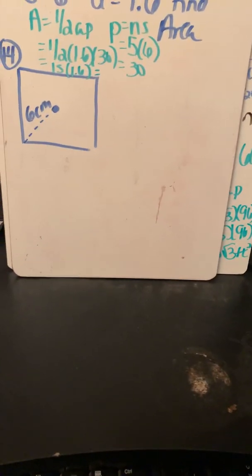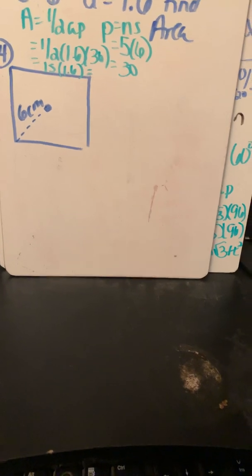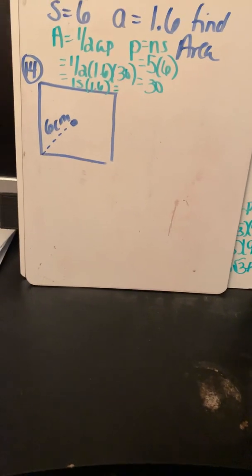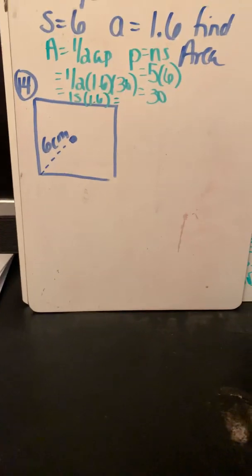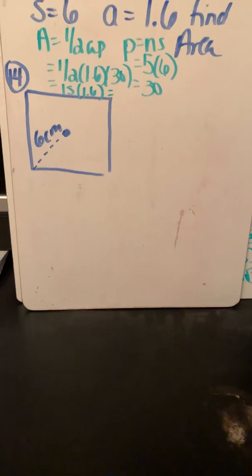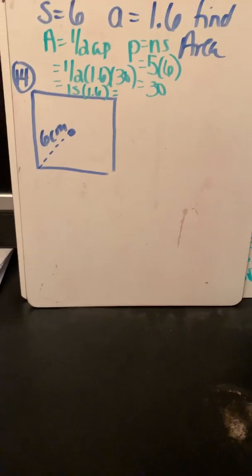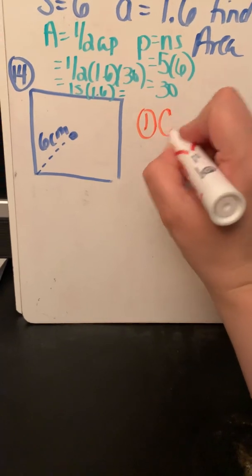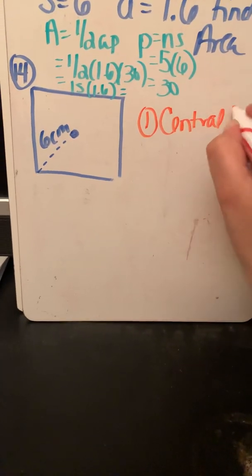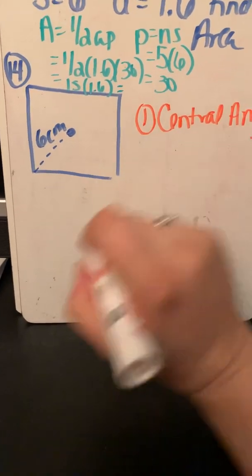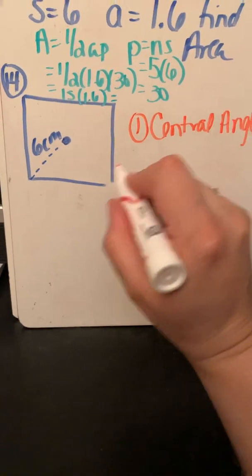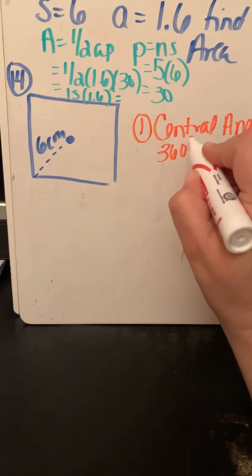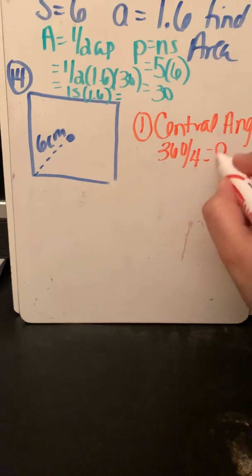Number 14 off of your homework. So what they give you is the square. Again, it's regular, all sides congruent. They give you the radius. So I'm going to do the exact same steps that I did on that last one. First step is going to be my central angle. Okay, that's my first step. So I have 360 divided by my 4 sides. 90 degrees.